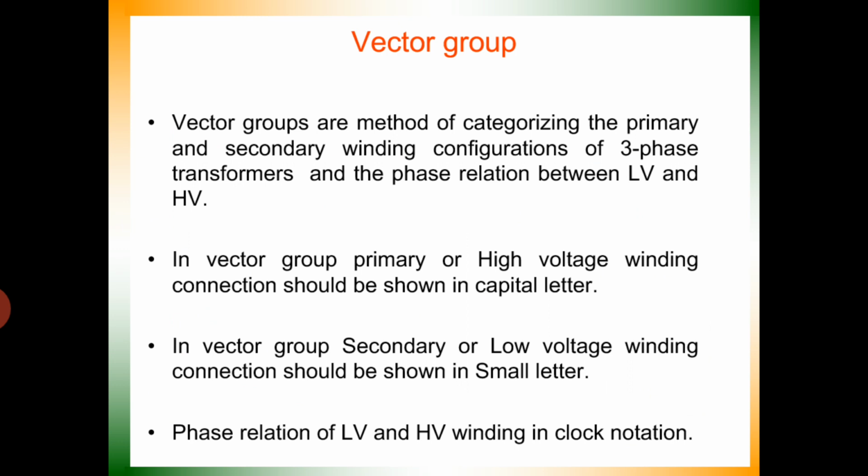Always the first letter Y means star connection, and the second letter also Y means star connection. But the first letter is always capital and the second letter is always small, and third is the numerical value. For high voltage winding you use a capital letter, and for low voltage winding you use a small letter. And third is the numerical value. With the help of the numerical value, you can identify the phase displacement between low voltage and high voltage winding.